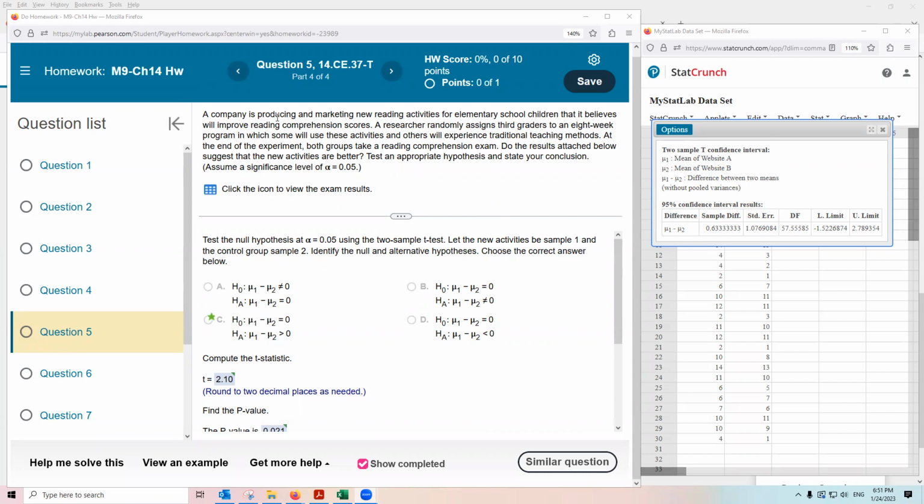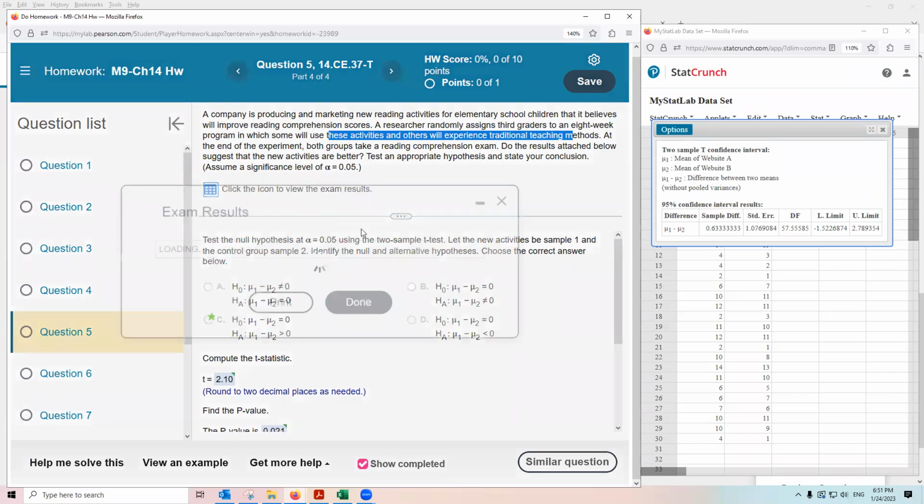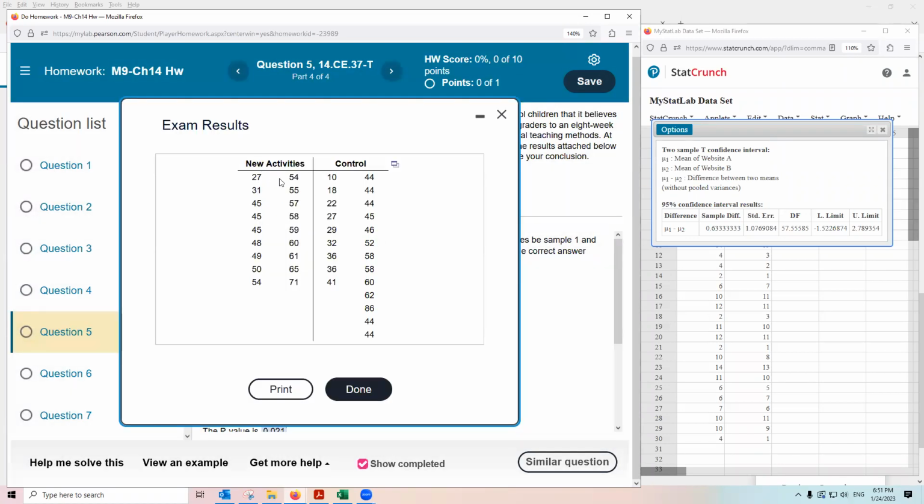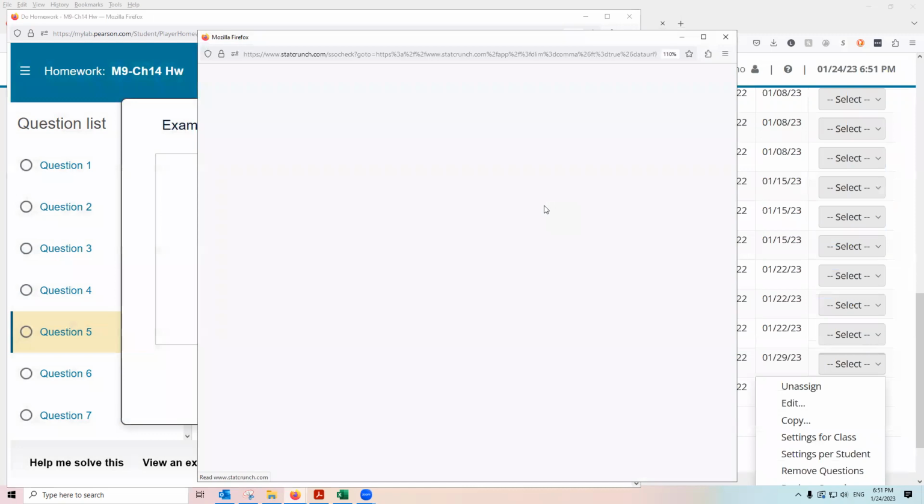All right, so it says here, a company producing and marketing new reading activities believes they will improve reading comprehension scores. A researcher randomly assigns third graders where some will use the new activities and some will use the traditional teaching methods. Both groups take a reading comprehension exam at the end. Here are the results. So here's the new activities. Here's the control or the old activities. So I'm going to open up this data set in StatCrunch.